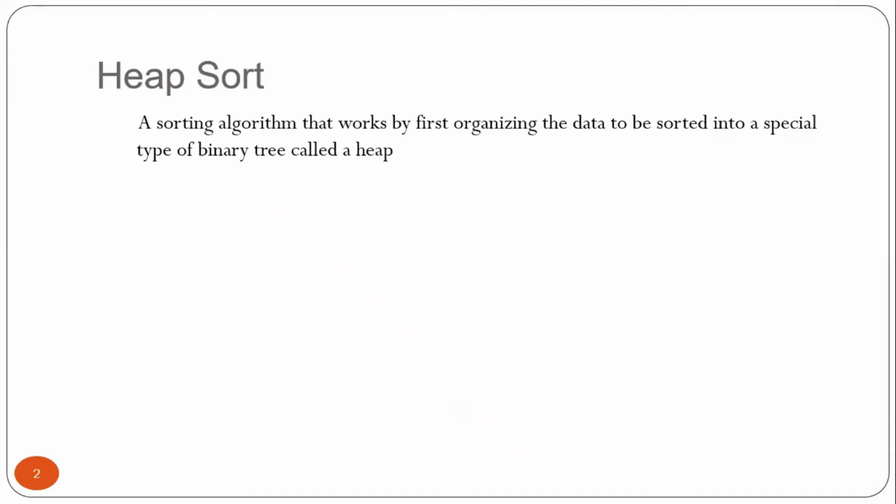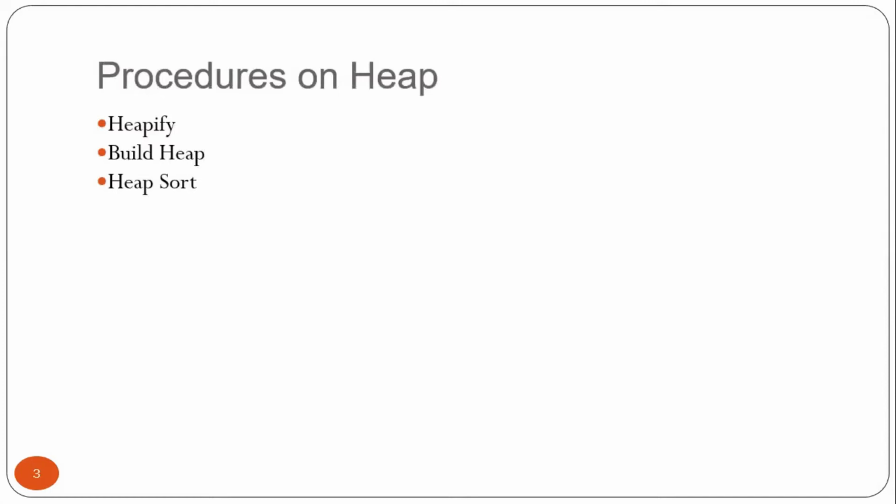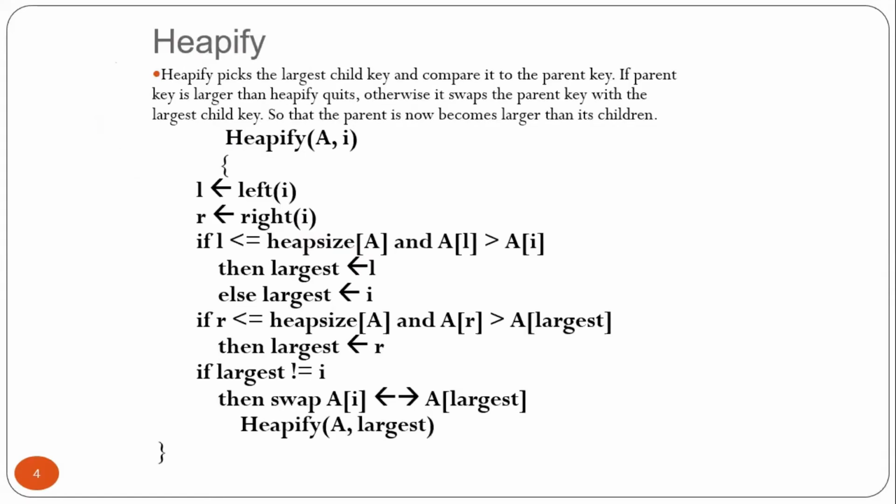So heap sort is a sorting algorithm which works by organizing the data to be sorted into a special type of tree, which is called a binary tree, and it is called a heap. So the three different procedures which we have applied on the heap are heapify, build heap, and heap sort. Now, this algorithm we have discussed in the class.